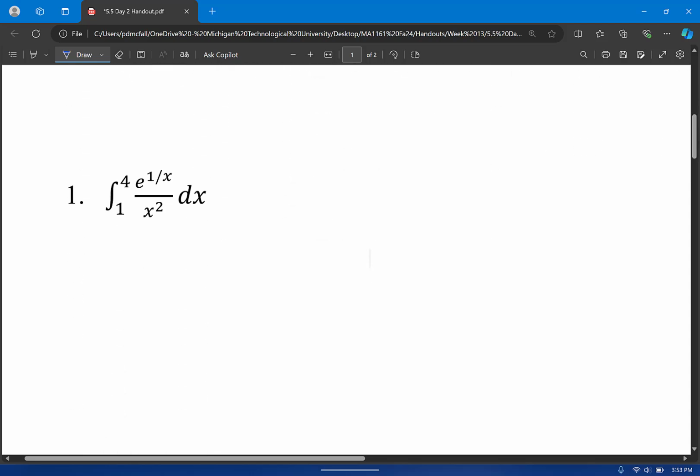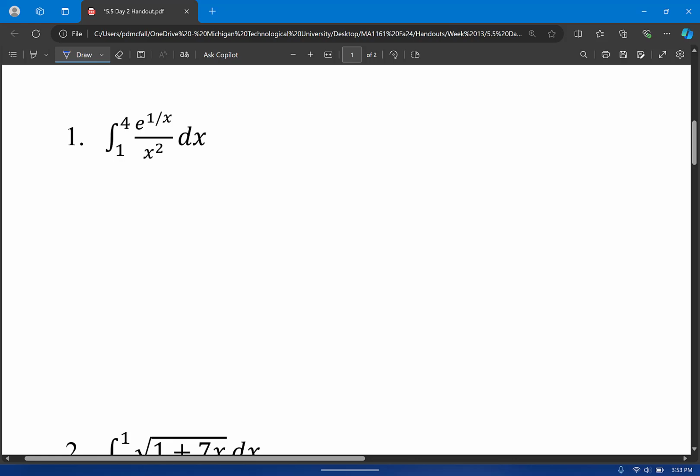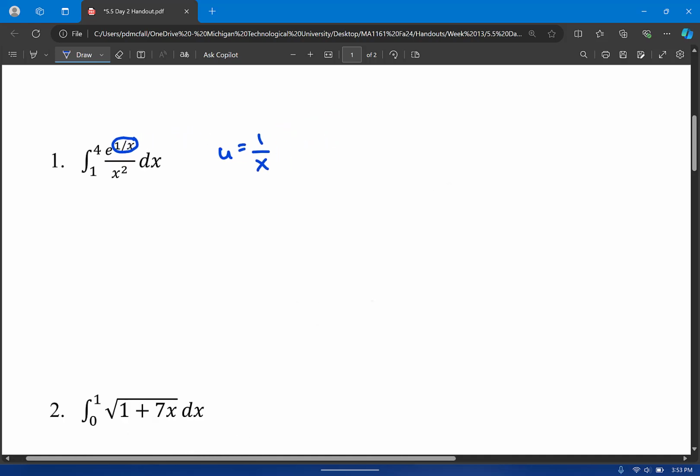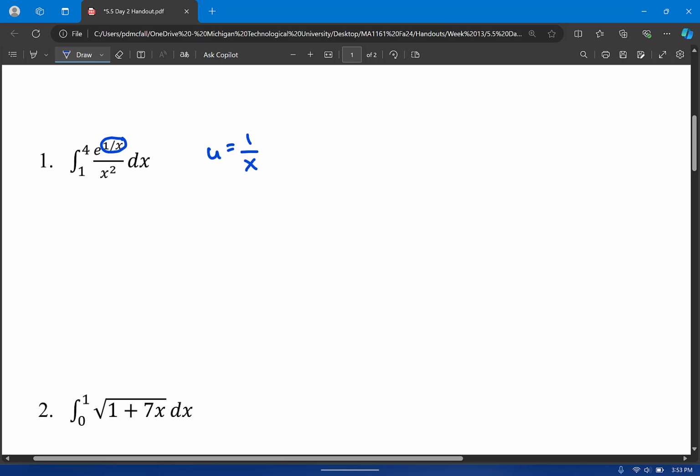Let's do another one, problem 1. So we have the definite integral of e to the 1 over x divided by x squared dx. So it's the area under this function from x equals 1 to 4. Now we see this inner function 1 over x, so we can let u equal 1 over x. I'm going to zoom out here a little bit. So u is equal to 1 over x. Can compute the derivative of that, right, from power rule. X to the negative 1's derivative is negative 1 x to the negative 2, which is the same as negative 1 over x squared.